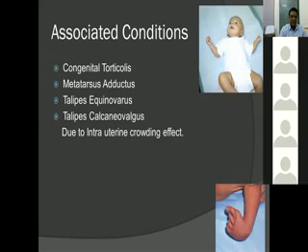Associated conditions along with congenital dislocation of the hip are congenital torticollis, metatarsus adductus, talipes equinovarus, and congenital dislocation of the knee also.